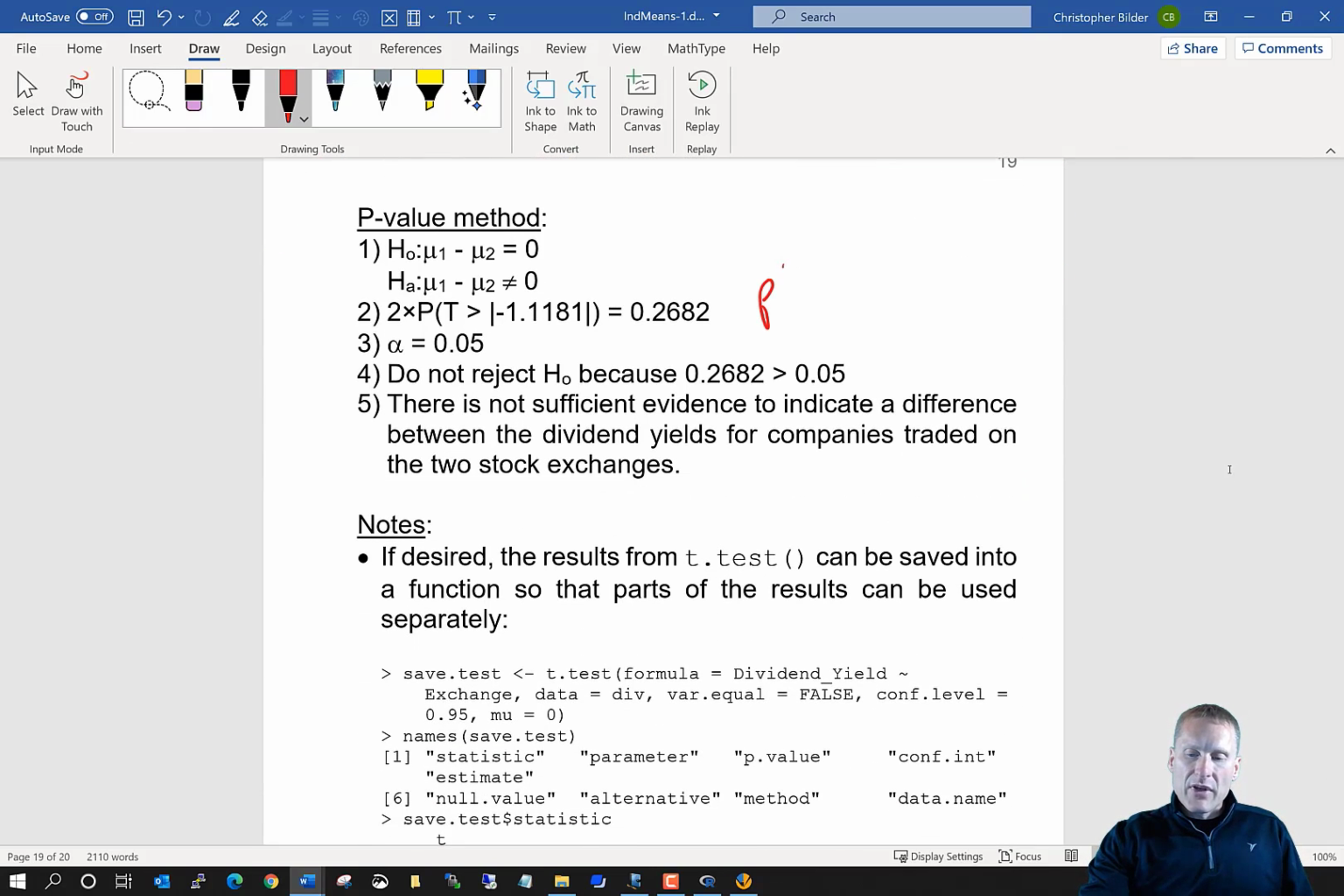So using the pt function, you could find this corresponding probability. We state our alpha using 0.05, and then we actually need to say this: do not reject H0 because 0.2682 is greater than 0.05. Conclusion is the same. Okay.